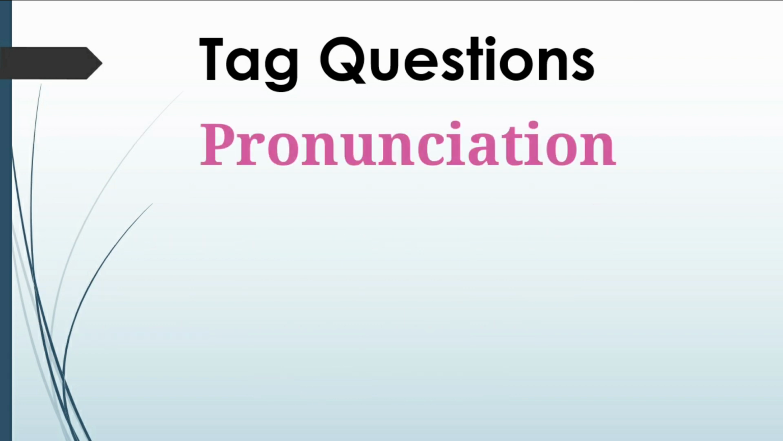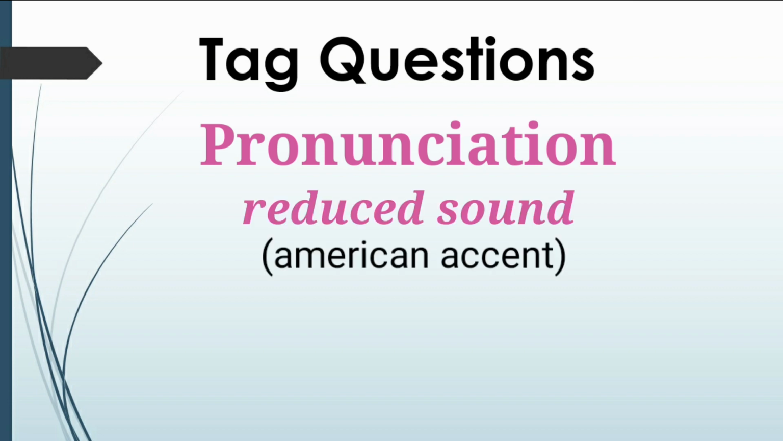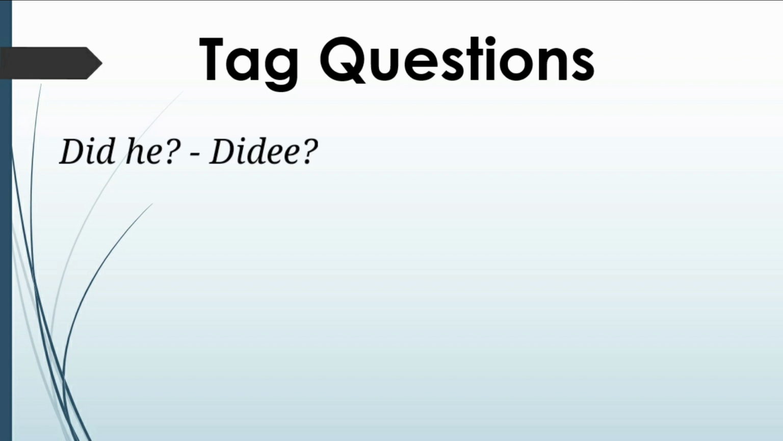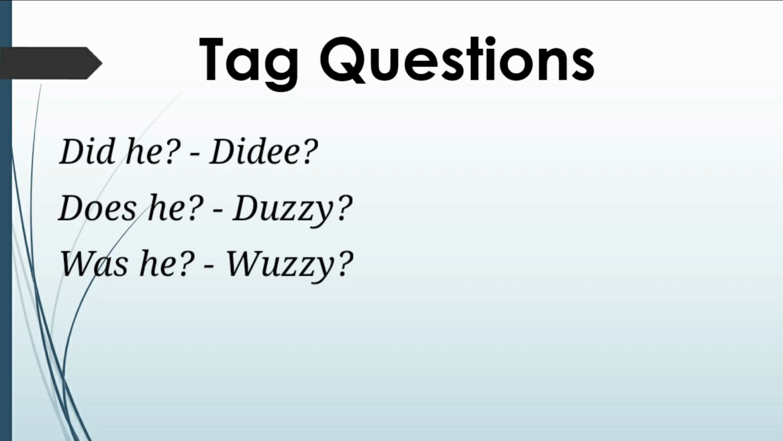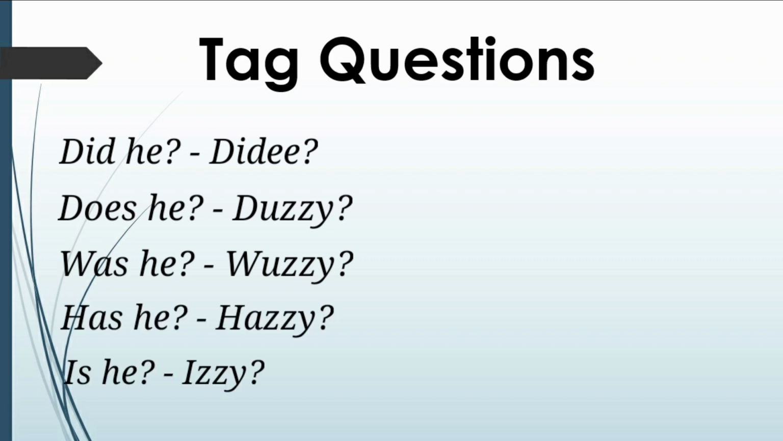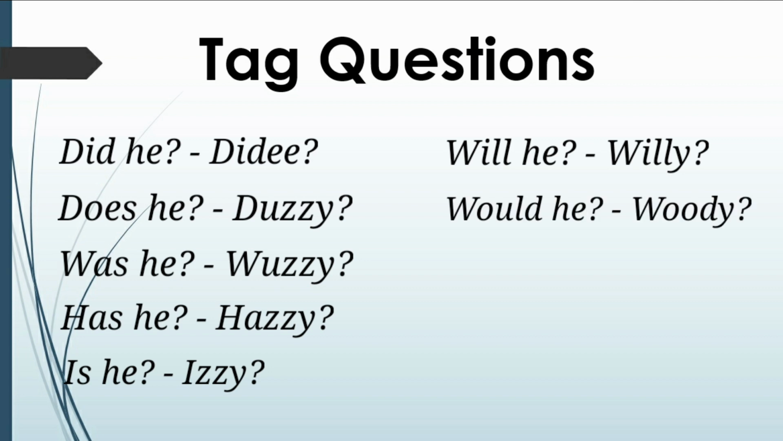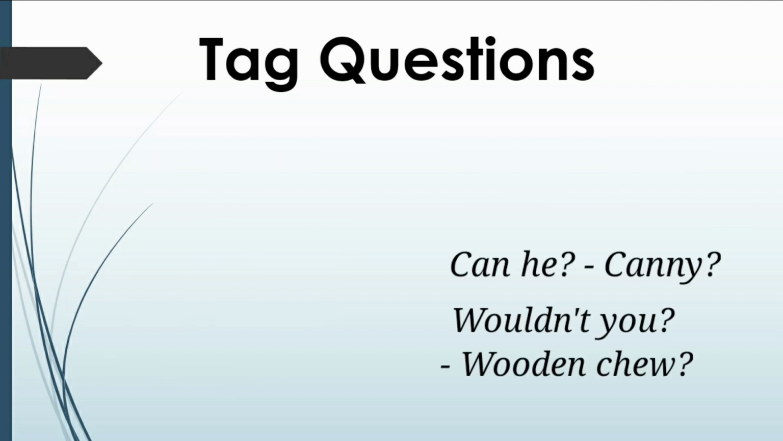Here's a bonus for you. Pronunciation of tag questions using reduced sound. Did he? Does he? Was he? Has he? Is he? Will he? Would he? Can he? Wouldn't you?